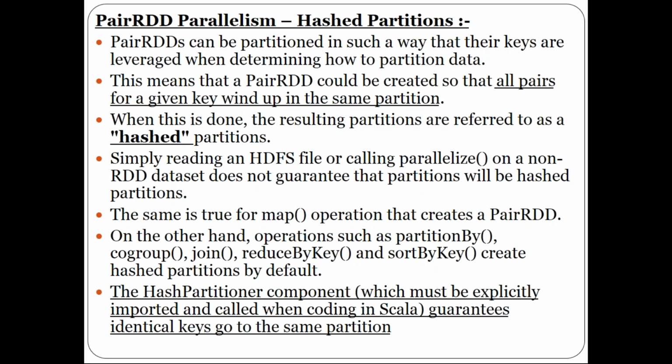The same is true for a map operation that creates a paired RDD. On the other hand, operations such as partitionBy, cogroup, join, reduceByKey, sortByKey create hash partitions by default. The HashPartitioner component, which must be explicitly imported and called when coding in Scala, very, very important. The HashPartitioner component must be explicitly called and imported using Scala, and guarantees the identical keys go to the same partition. So the whole funda of this slide is very simple. All identical keys will go to the same partition, that is called hash partition.